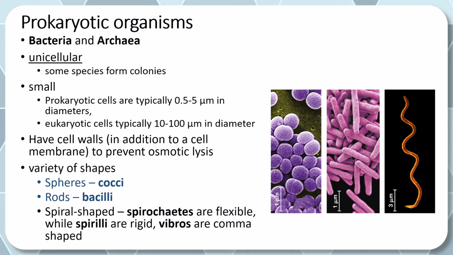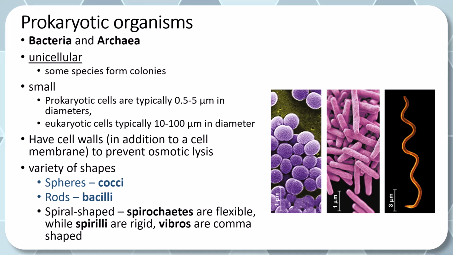Prokaryotic cells tend to have cell walls. They also have a cell membrane. Those cell walls help prevent osmotic lysis. Osmotic lysis is when water rushes into the cell and causes it to rupture. Remember, osmosis is the movement of water across a semipermeable membrane, and lysis is rupture.